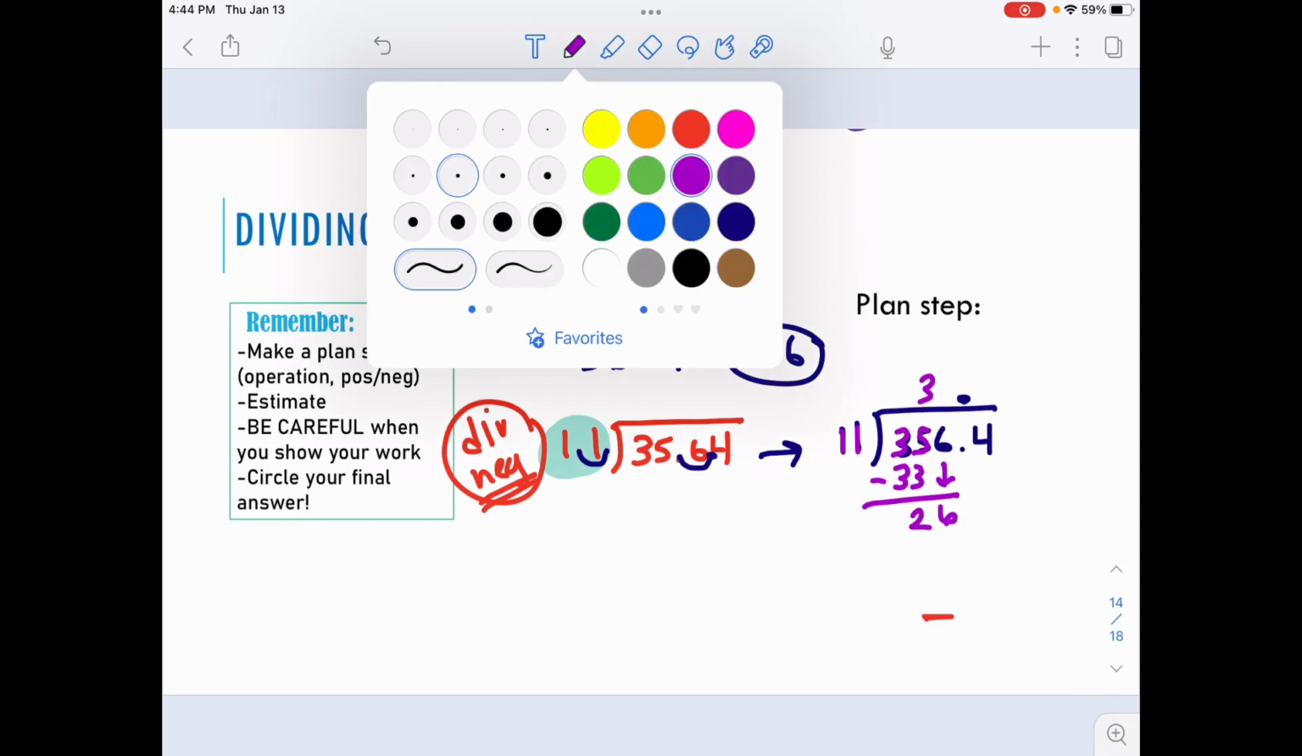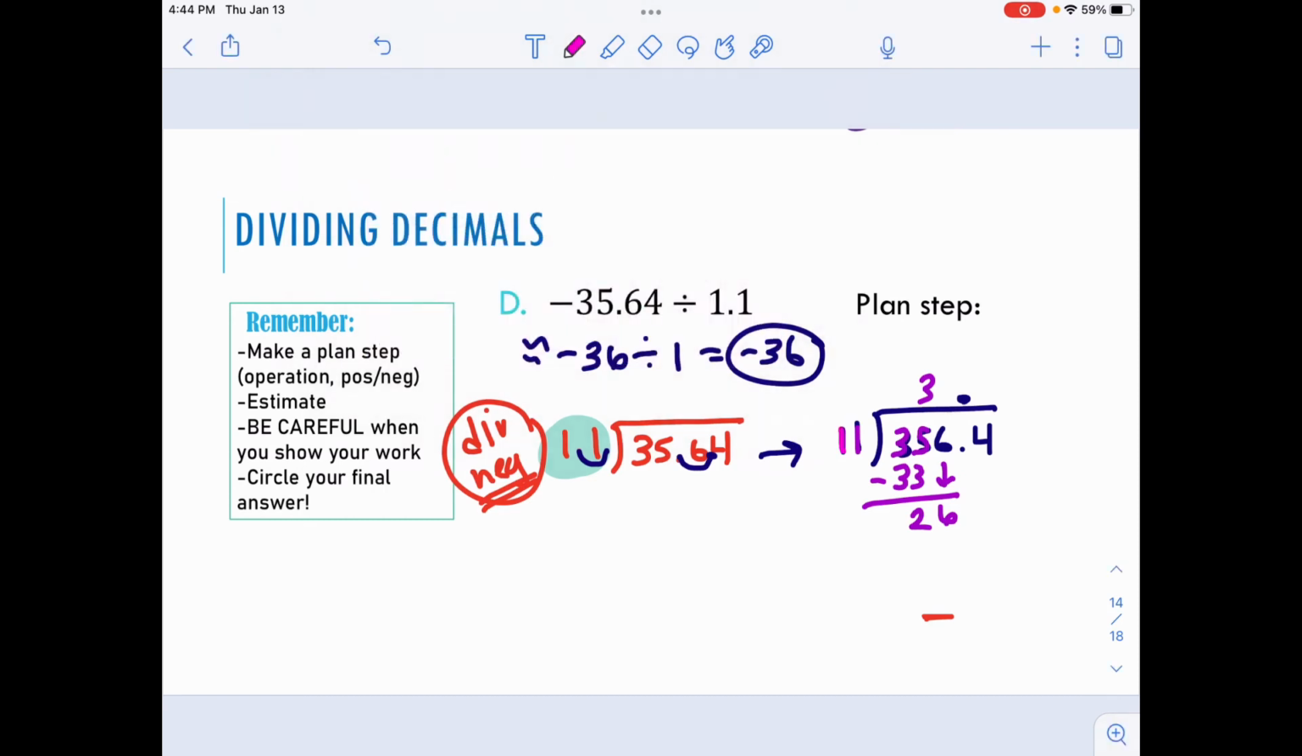Now I'm going to look at 11, and how many times does that go into 26? Good, 2 times. I'm going to follow my trail going up above the 6, up here. 11 times 2 gives me 22. So I'm going to subtract that. That gives me 6 minus 2 is 4. I'm going to bring down my next place value.